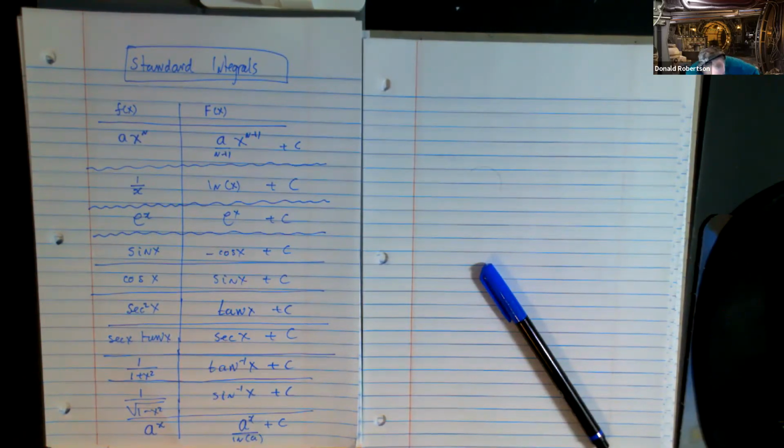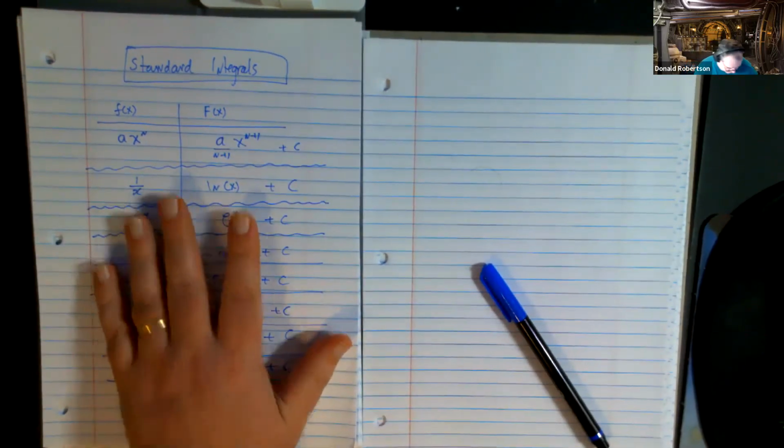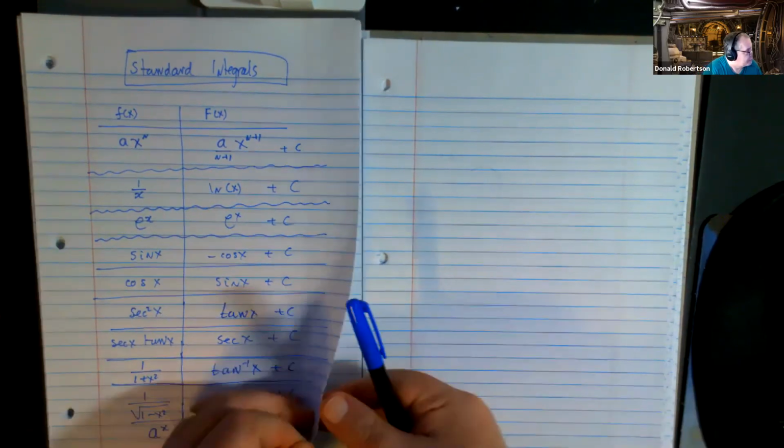People practice these in different ways. Some people do a little card where on one side they put f of x, on the other side they put the antiderivative, and they shuffle the cards and randomly pick one up and say, okay, what's that one? Yep, I was right. Or, oh God, I forgot that one again. And you work on it until it's in your brain. We're going to use these a lot today.